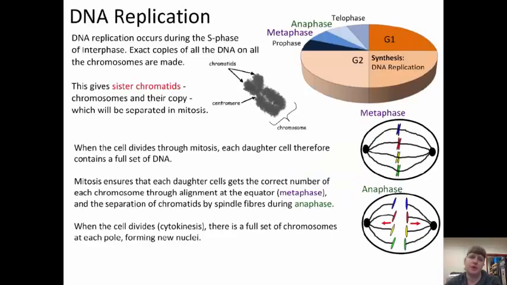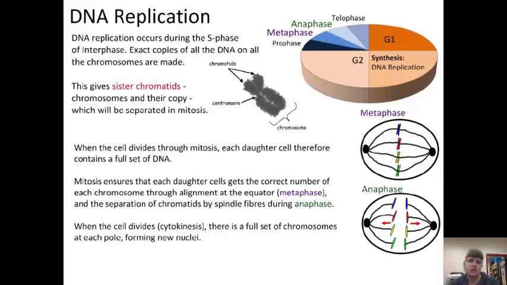First thing we want to do is review why we need DNA replication. It occurs during interphase of the cell cycle so that we can go through metaphase and telophase and separate the nuclei. DNA replication involves the sister chromatids, which are the chromosomes and their copies, and they are going to divide later through mitosis.